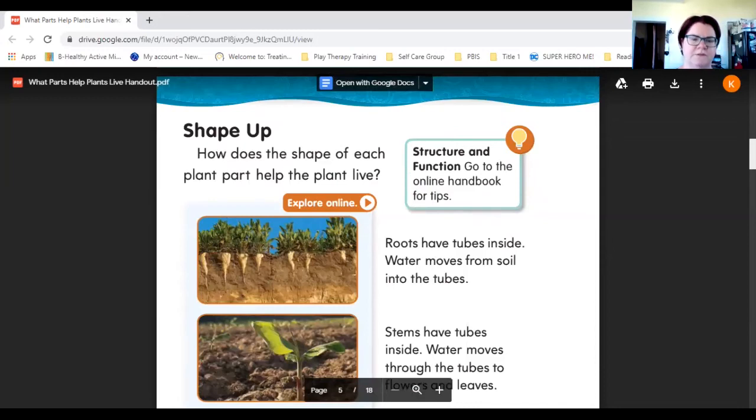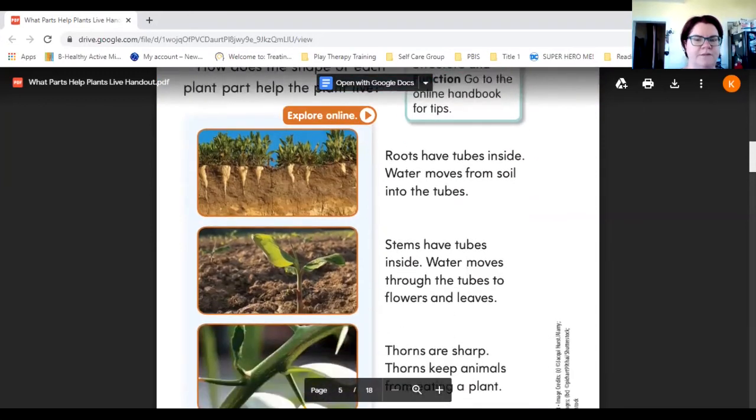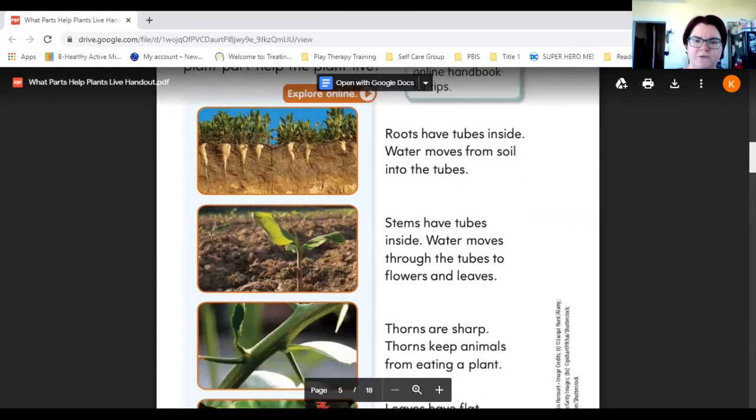All right, so let's do some review here. How does the shape of each part help the plant live? Roots, remember, that's the part at the bottom, like the feet. They have tubes inside them, and they drink the water from the soil into the tubes. Do you remember what part of the plant takes the water to the rest of the plant? The stem. The stems have tubes inside too. Water moves through the tubes to the flowers and the leaves. And do you guys remember what the leaves do? The leaves make the food for the plant to eat.